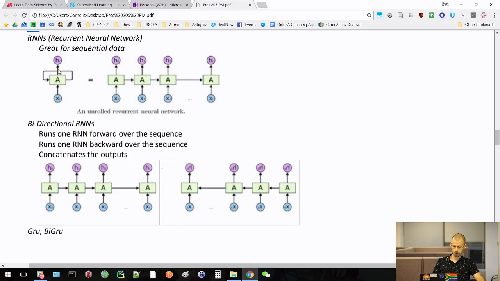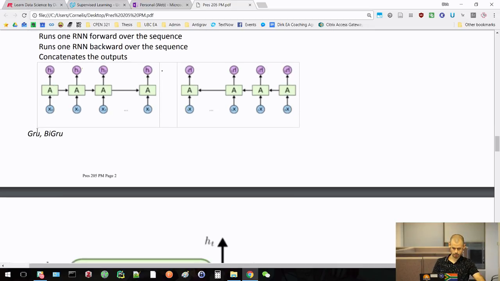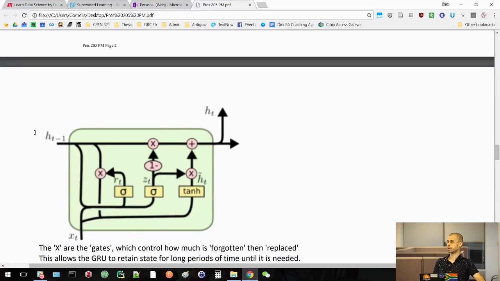Now, we haven't talked yet about what we have inside this A here, right? What's the structure inside here? It turns out that something like a GRU worked very well for this competition. A GRU stands for a gated recurrent unit. And here's the internal structure. I won't go over this in total detail, but I'll talk a little bit about some of the stuff that's happening here.